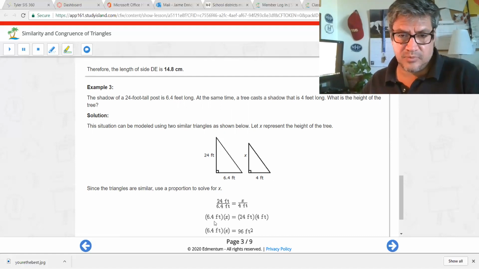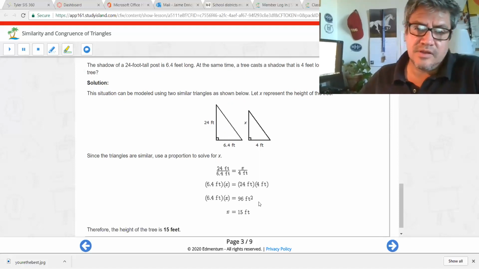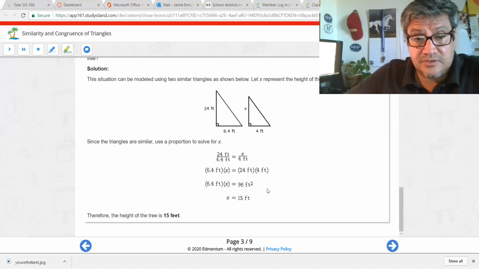So you got 6.4 times x equals 24 times 4, and that's 96 square feet. What do you do? Divide 6.4 across the equation, and then x comes out to being 15 feet.